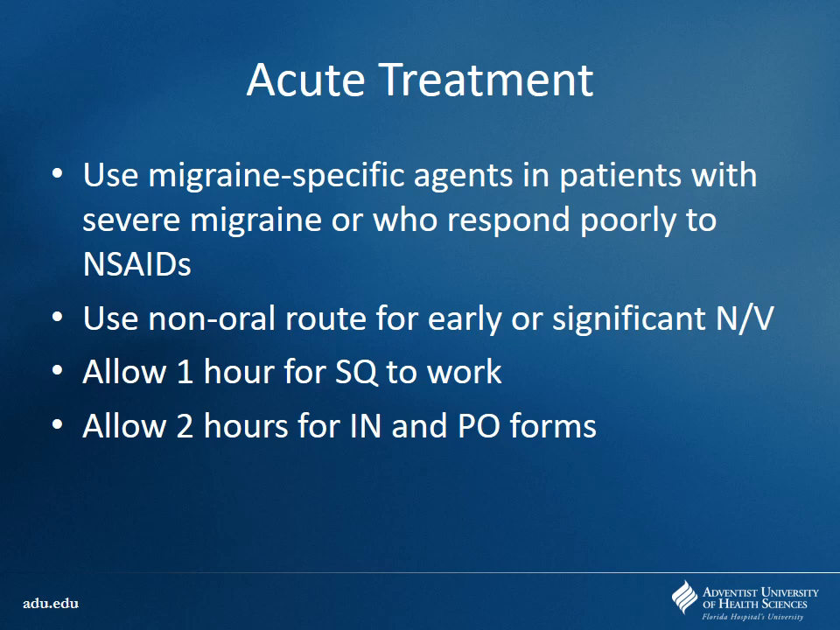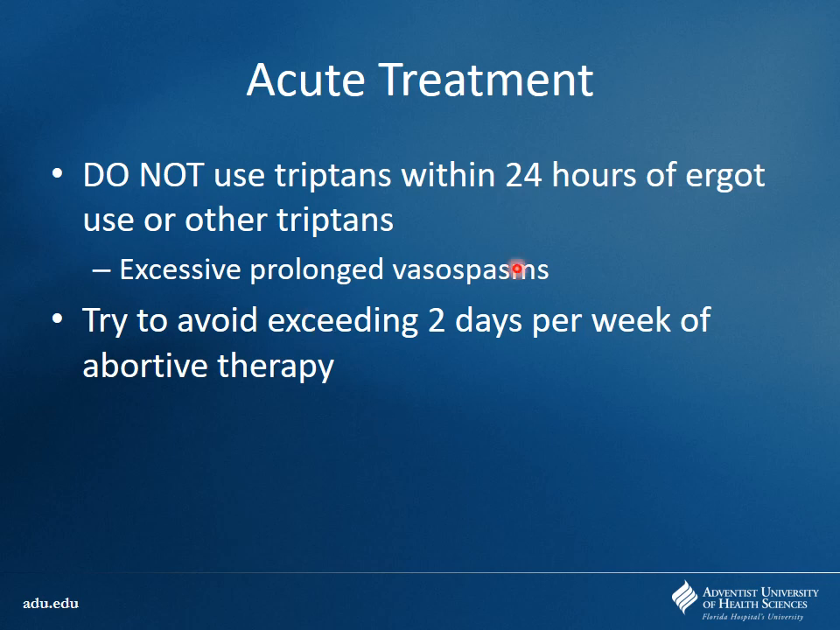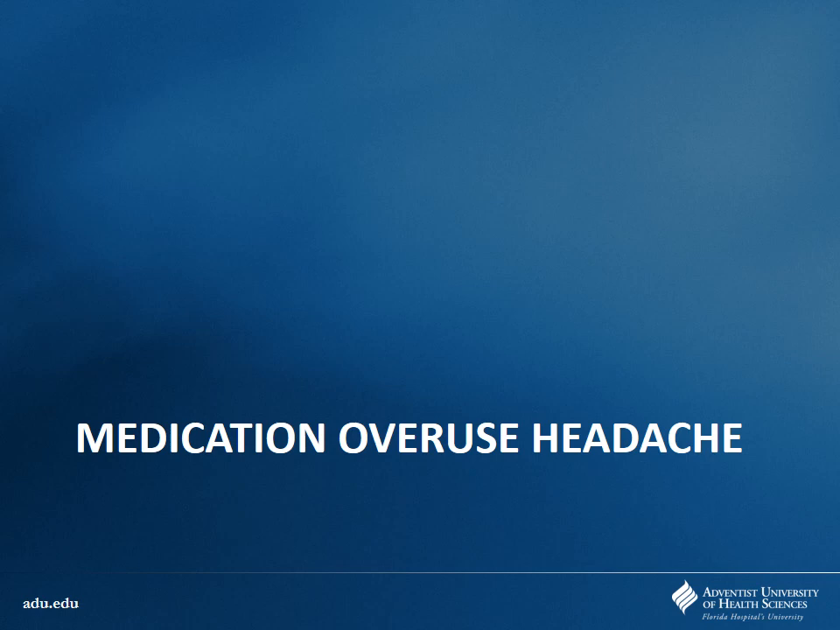Definitely have them take the NSAIDs first, so that something is working while you give the triptans time to kick in. Again, I mentioned watch out for that vasospasm if you mix ergots and triptans within a 24-hour period. And try to avoid using these more than 2 days out of the week. When you're getting that frequent of symptoms, this is where a preventative therapy can be very useful for your patients. So it goes into medication overuse headache.